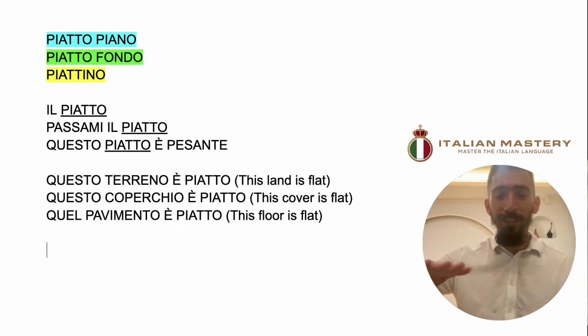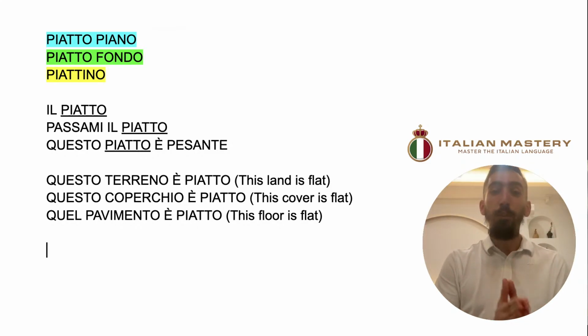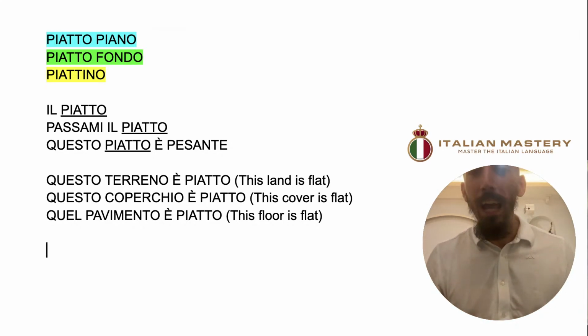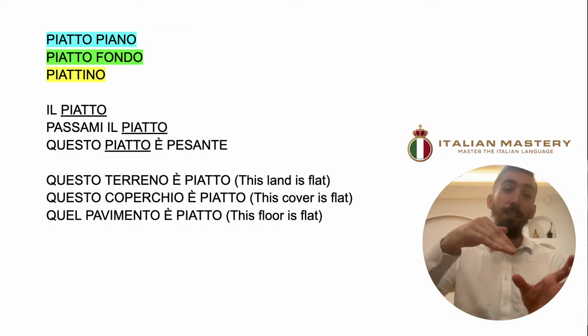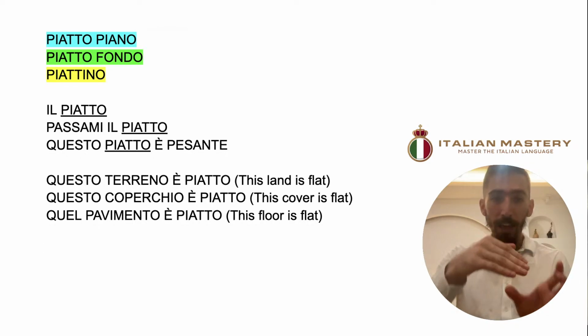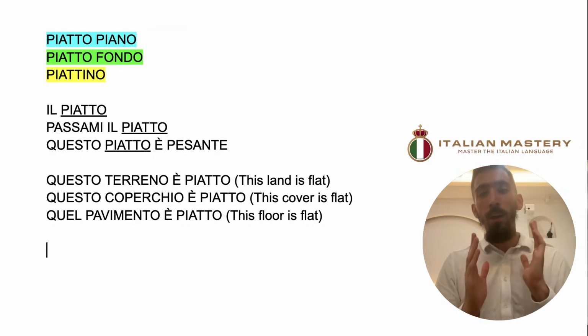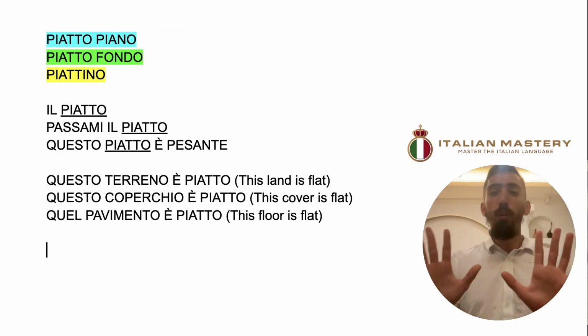Piano means that it's flat. It's not going up or down. So piatto piano, it's a flat plate, right? And it's confusing because the word piatto stands for plate, and then the word piano stands for flat. Now, piano can also mean slow.